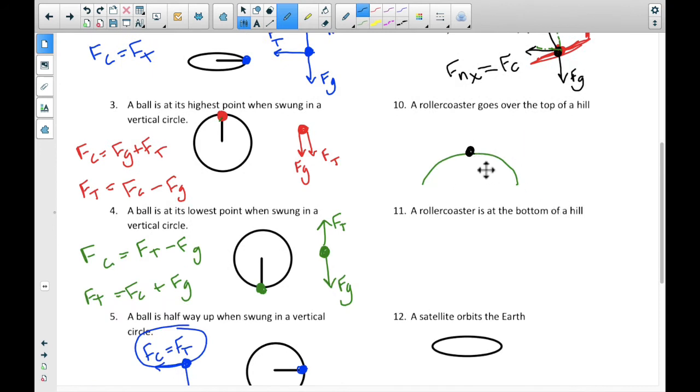We have a roller coaster going over a hill. Of course, we have the force of gravity. We also have our normal force. That track is providing a normal force against the cart.